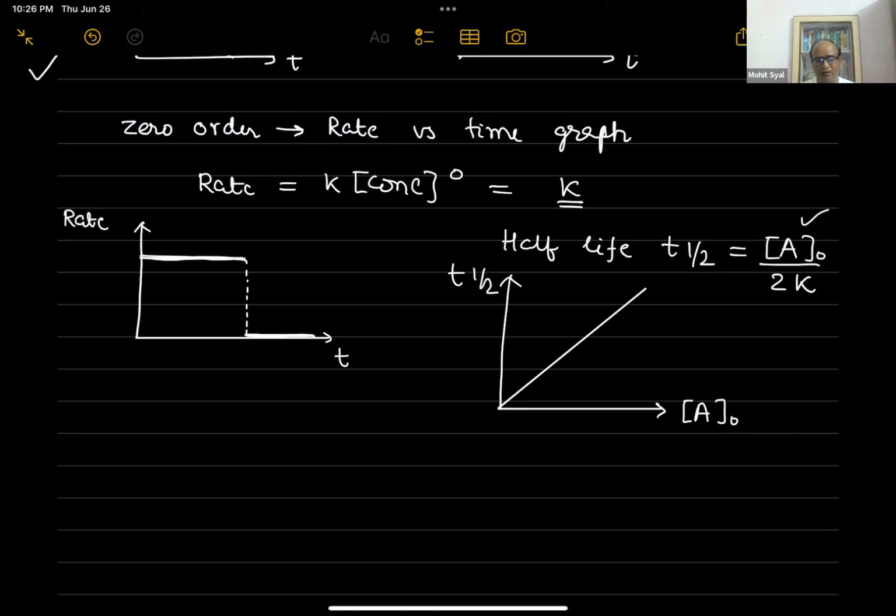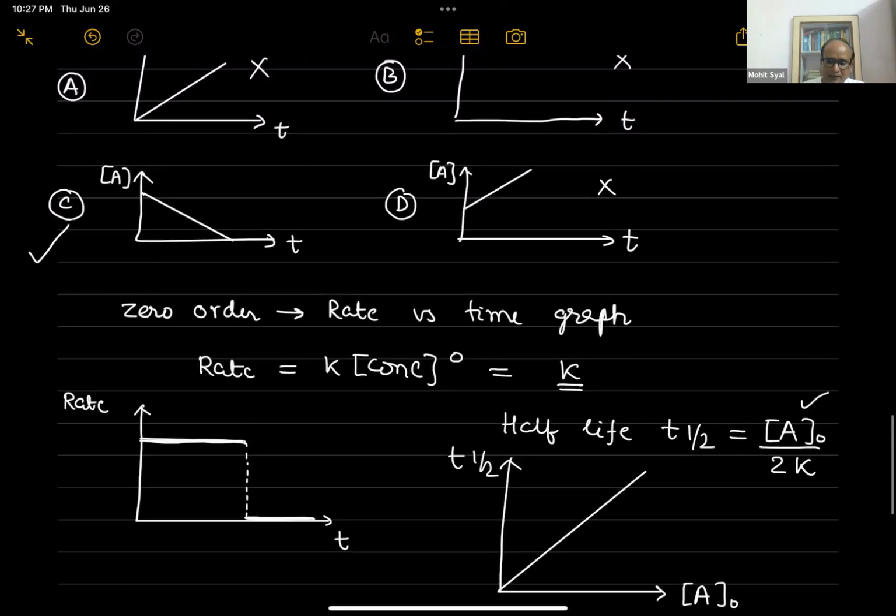If you double the concentration, the time required to consume 50% of the reactant will also get doubled. It is a linear graph. The more of the reactant you take, the more will be the half-life. Is it clear or not? Any doubts on this?